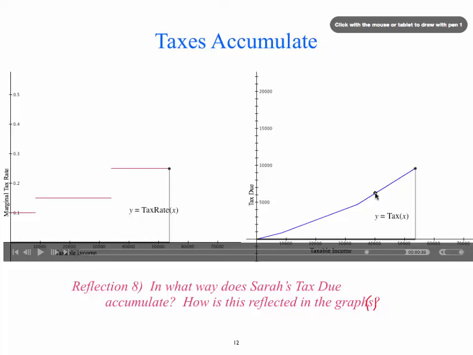So when we think about how the tax is accumulating, your tax due accumulates as you make every single dollar, or even 50 cents. You're going to make 50 cents at a time. Every time you make 50 cents, a little bit of tax accumulates. How can I represent what I just said here starting at 40,000? So I'm going to make 50 cents more and I'm going to pay a little more tax. How can I represent that?